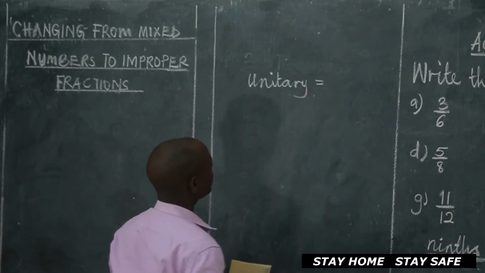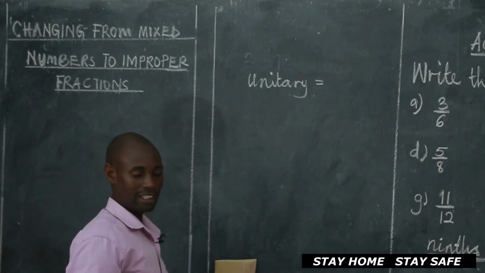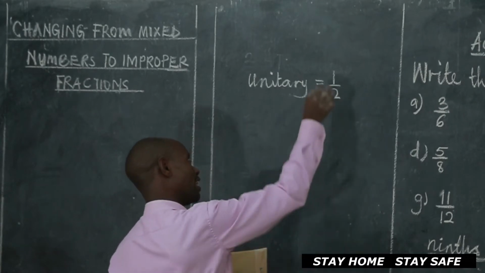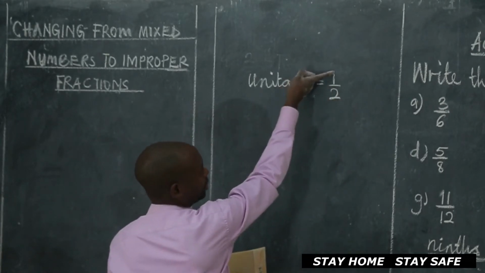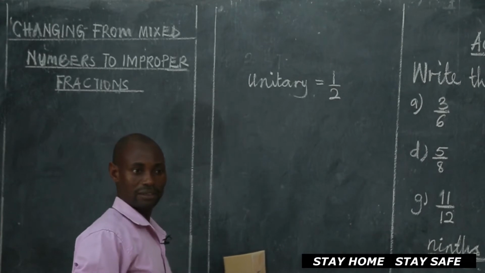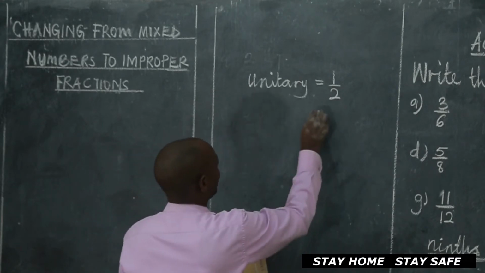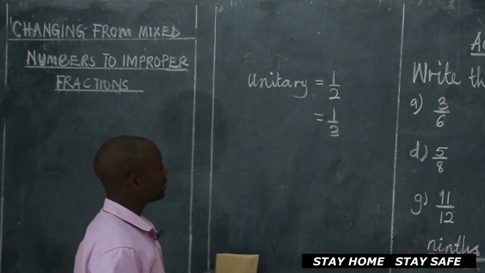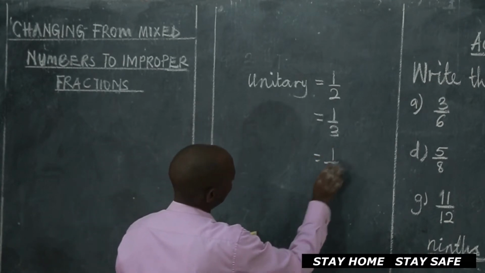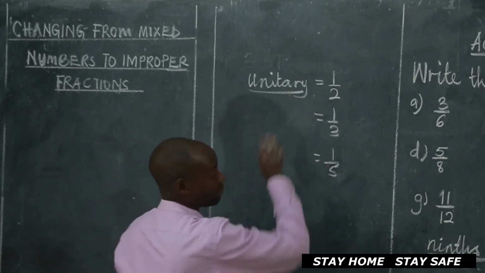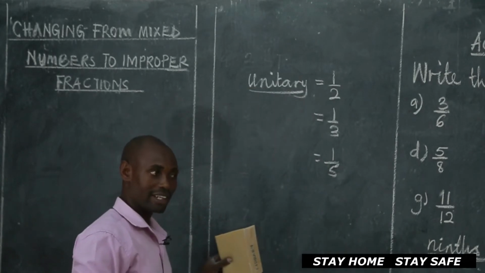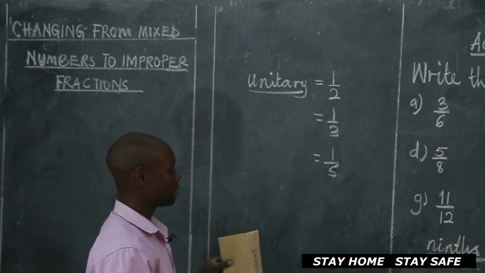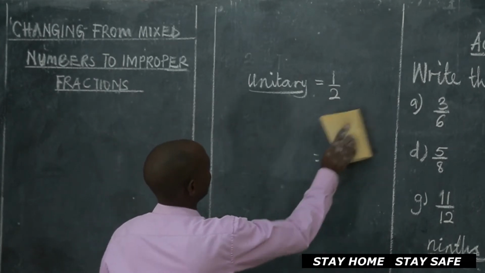Give me examples of unitary fraction. Yes, John? Very good. A half. A half has a numerator of 1. Okay? Give me another one. Yes, James? A third. Very good, children. Yes, Peter? 1 out of 5. So I hope you have understood the meaning of unitary fraction. As long as the fraction has a numerator of 1, that one becomes a unitary fraction.